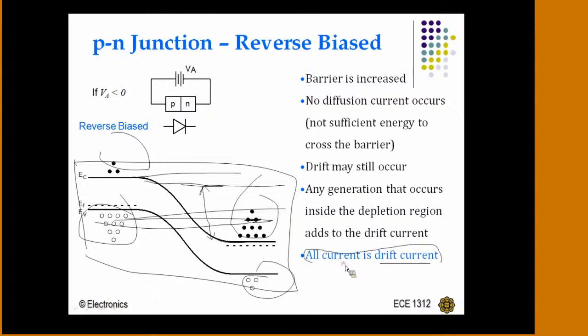In the case of reverse bias, whatever current you are getting is due to the drifting of the charge carriers from the p type to the n type or the n type to the p type. That's why this is a drift current. The current will be negligibly small.